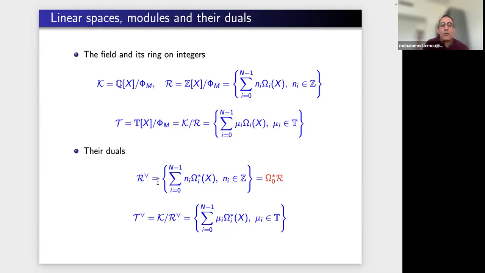And we can also define their duals. The dual of R, which is R V here, is just the linear combinations of the omega I star I defined before, with integer coefficients. And we can show that this is just omega 0 star multiplied by R, where omega 0 star is the first polynomial in the dual basis omega I star. And we can also define the dual of T, the Z module T, as the linear combination of omega I star with coefficients in the torus. This will be of interest for us.